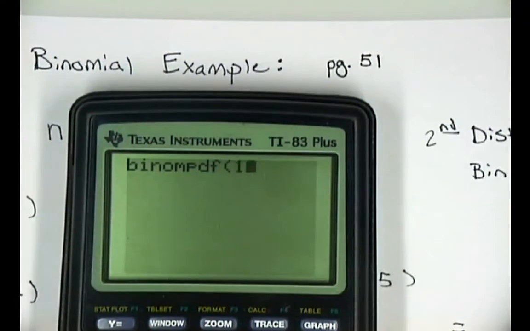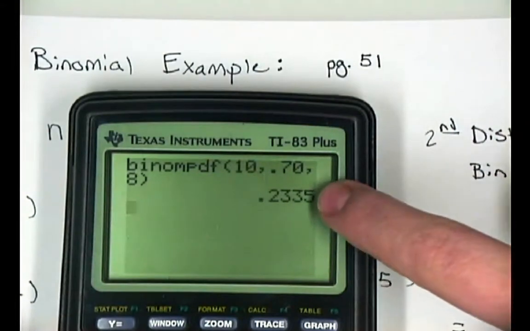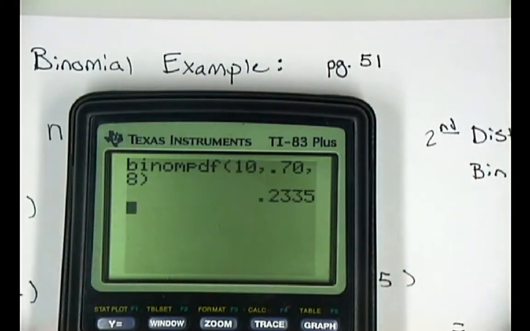So our n was 10. We had 10 items total. The probability of successfully choosing a good item was 70% or 0.70 or 0.7. And we wanted to see what the probability 8 were good was. So we end our parenthesis, we hit enter, and it pops up the value 0.2335. Now if you used the table, you would have just found 0.233. Okay, so I accept either using the binomial table or using the calculator.